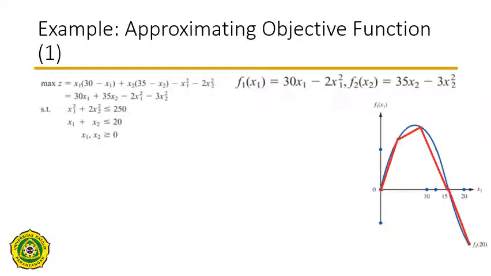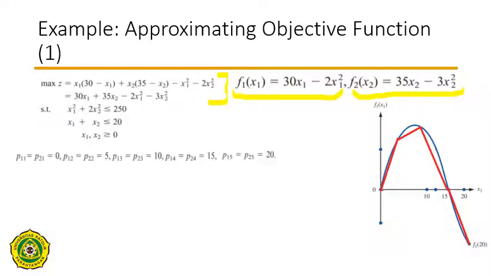Now let's work on our example. In our example, we may separate the objective function into the function of x1 only and the function of x2 only. Okay, so we are going to talk about the objective function first. And we're going to approximate this function using the grid points that we have defined. So this is our grid point. For x1 and x2, the grid points are 0, 5, 10, 15, and 20.